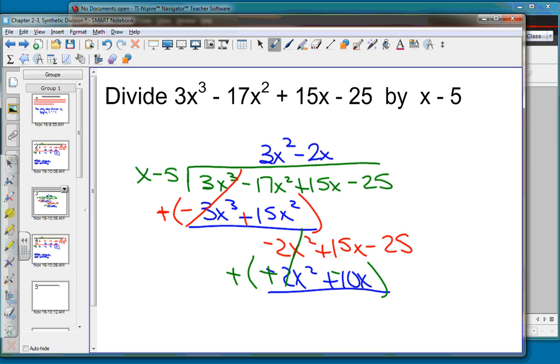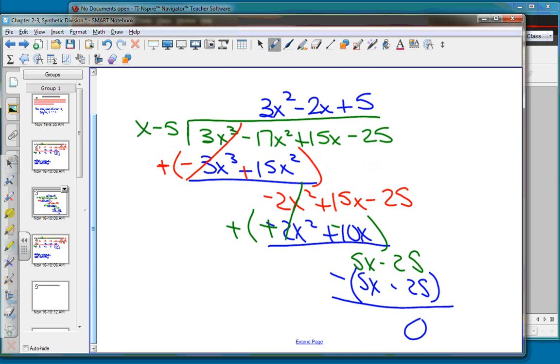And that's going to give me a 5x minus 25. Now what do I multiply x by to get 5x? So 5 times x is 5x. 5 times negative 5 gives me negative 25. And we're subtracting that quantity, and that's going to give me 0.